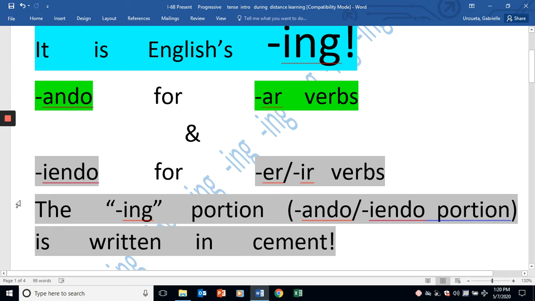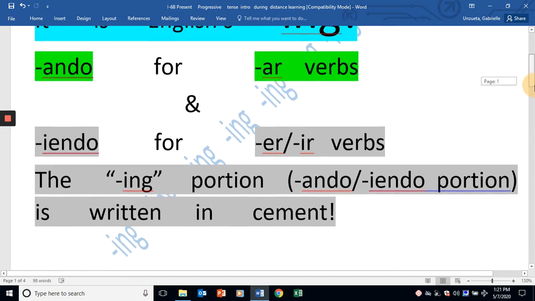So all the new portion is for you is to think, okay, cantar. I'm going to chop off the AR and glue on ando instead. Cantando. Trabajar. Take off the AR, put on ando instead. Trabajando. Let's do an IR verb. Escribir, chop off the IR and glue on yendo instead. Escribiendo. And that's it. So that's the new portion.